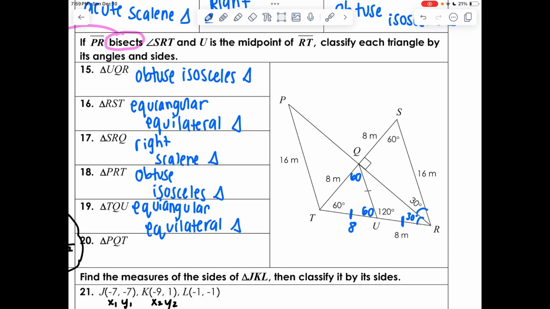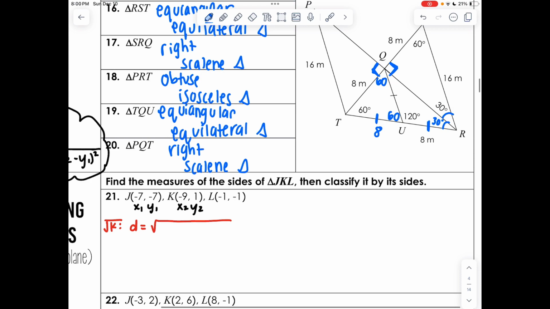Okay, PQT is right and scalene. That was here, PQT. So it's a right angle, because remember vertical angles, see how everything ties together here? This and this are going to be vertical angles. So if one's 90, the other has to be 90. And it's a right triangle and scalene because none of the sides are the same.